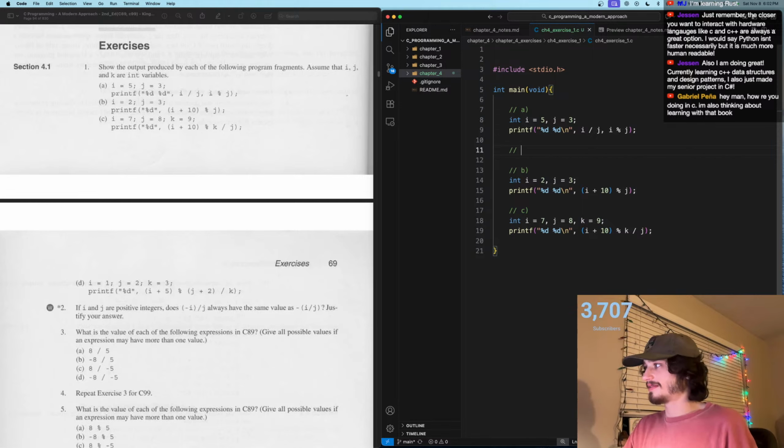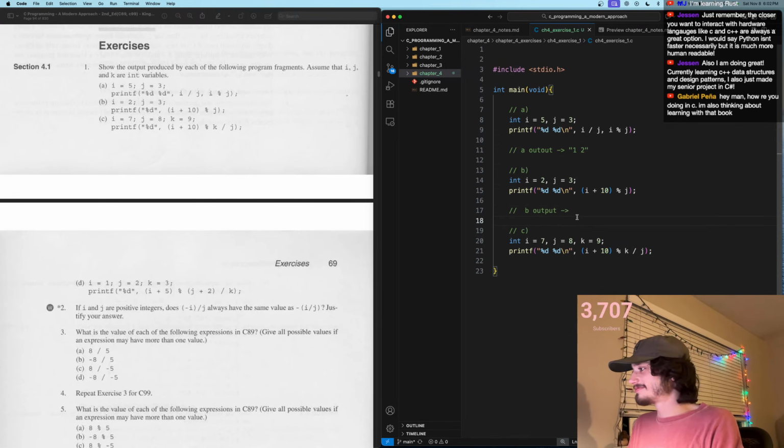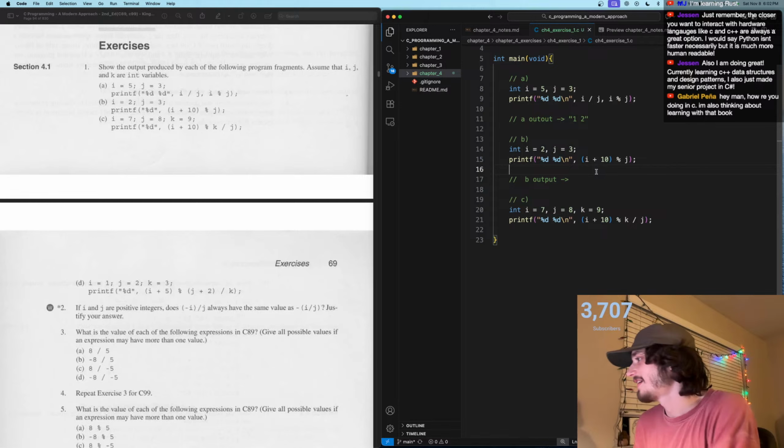We'll say A output is going to be, quote, I think it's going to be 1, and it's going to be 2, like that. Let's go here and do B output. So B output is going to go I, oh, this is just 1 % D.